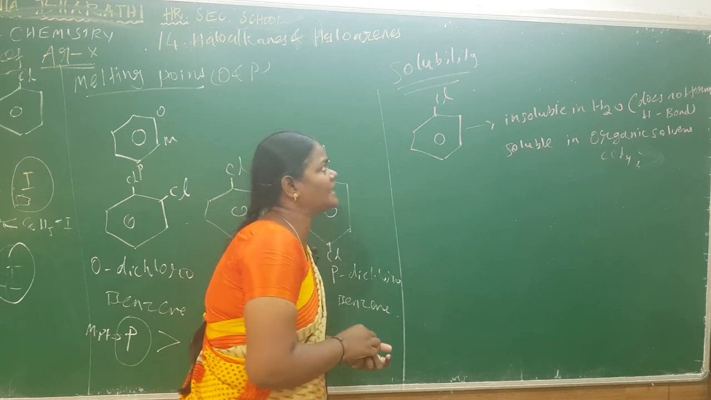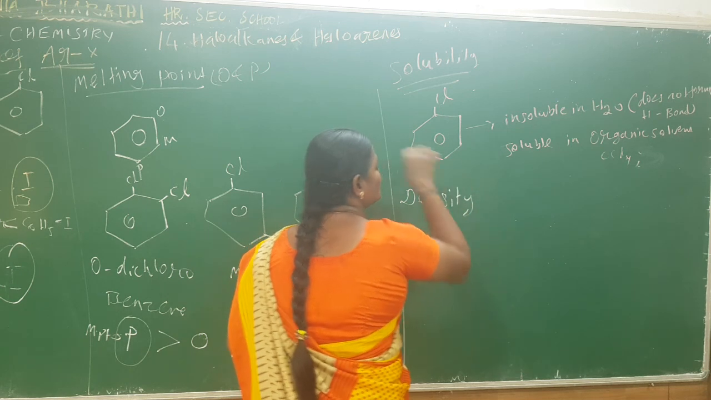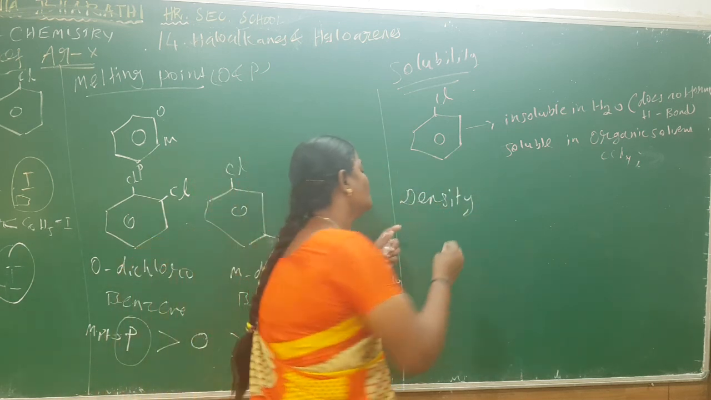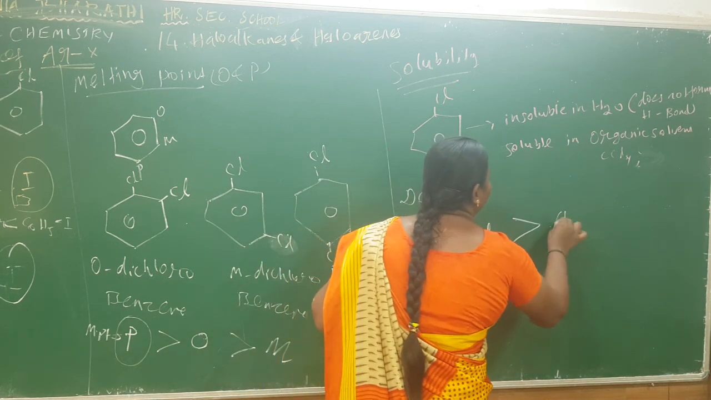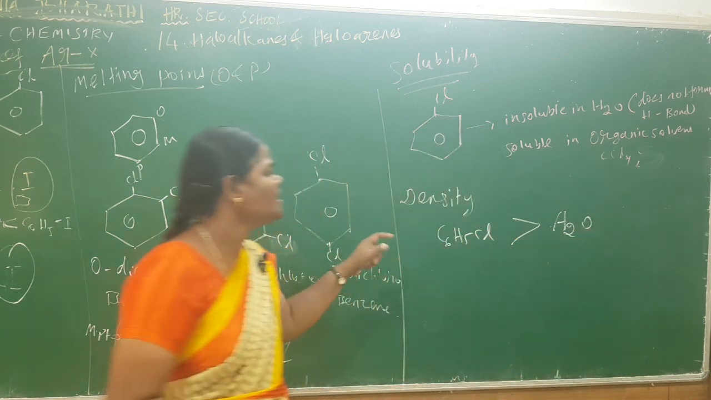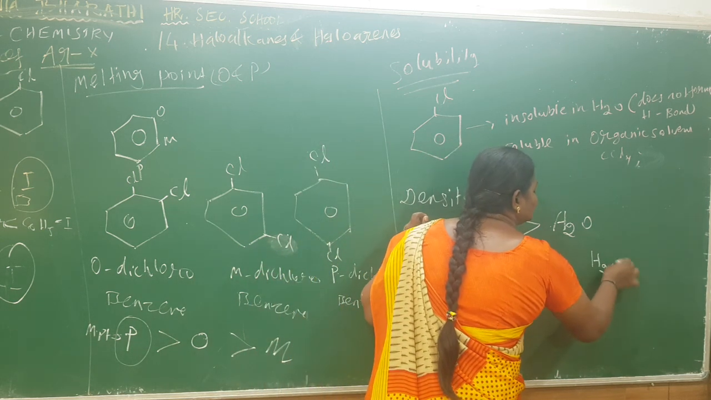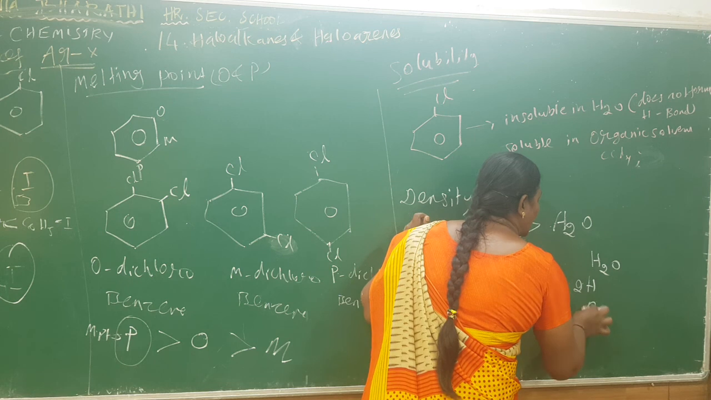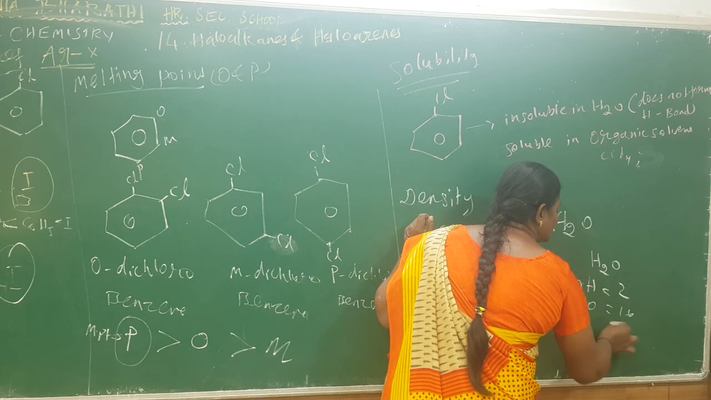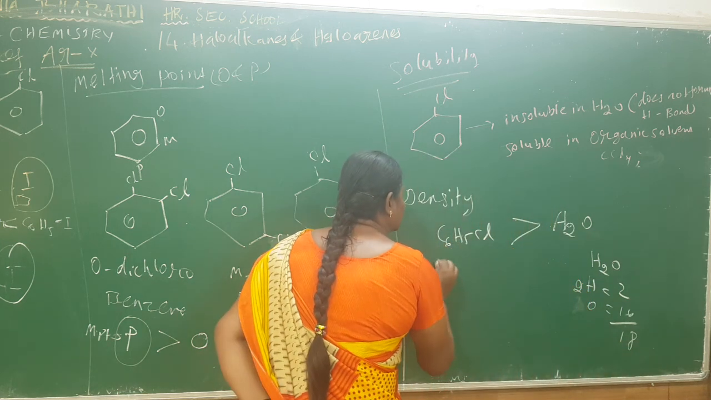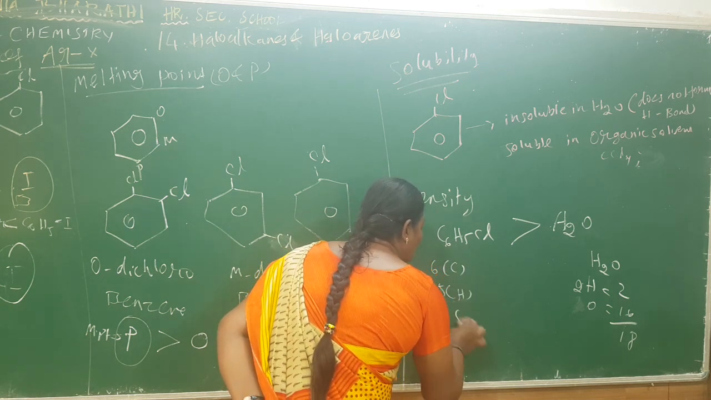Okay, next you can write density. C6H5Cl has a heavier density compared to water. How can I find out? Water has molecular formula H2O: hydrogen 2 times, oxygen 1 time, so 2 plus 16, totally 18. But here, 6 carbons, 5 hydrogens, and 1 chlorine atom.